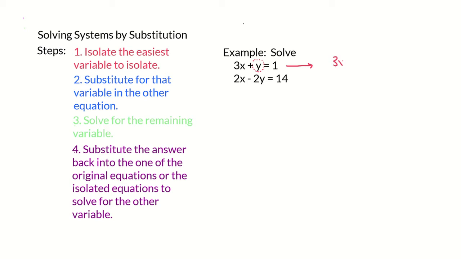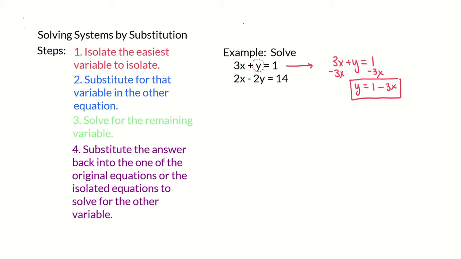So in that equation, to isolate y, or to get y by itself, we need to move these x's. So subtract 3x from both sides to get y equals 1 minus 3x. That's what we call the isolated equation. And really it's just a rewriting of this first equation, 3x plus y equals 1.